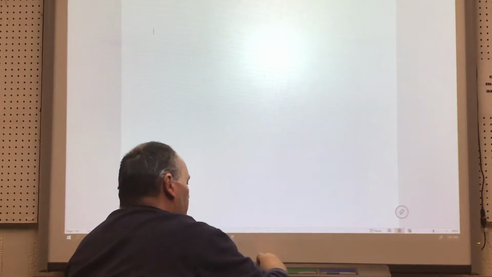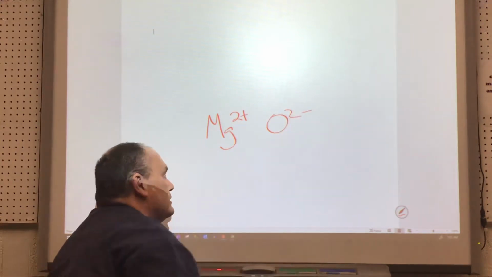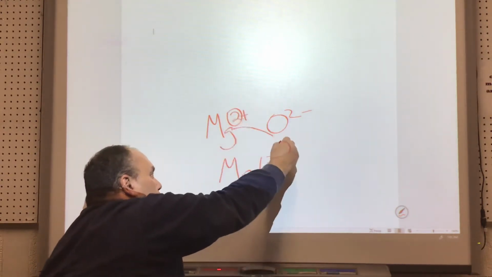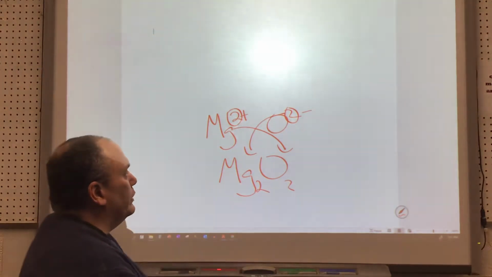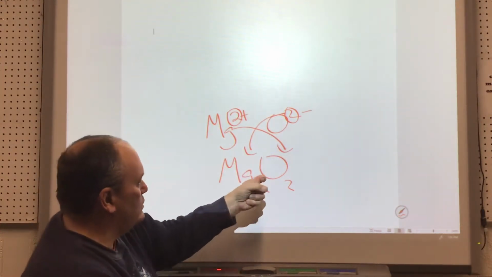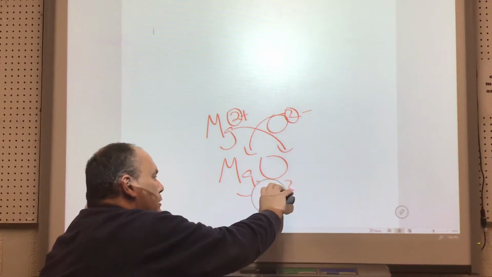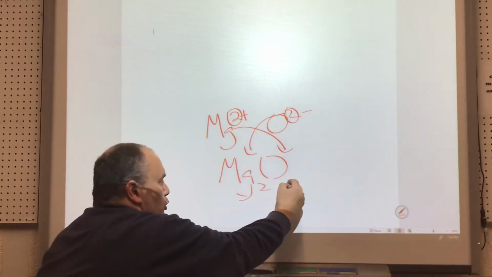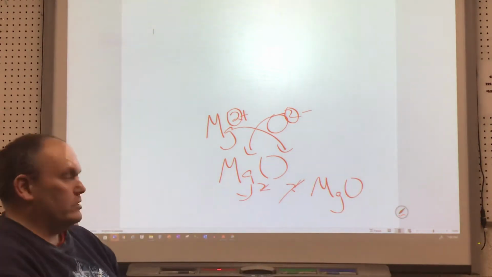Now the biggest trick from that first sheet, which you will come across, is something like this. We put it down and do the charge switch, 2 and 2, and some of us will think we're done. But 1, 2 positive cancels off 1, 2 negative. I don't need 2 Mg's and 2 O's to cancel each other off. I just need 1 of each. So if I end up with a 2 and a 2, they cancel off, and I just have MgO as my answer.